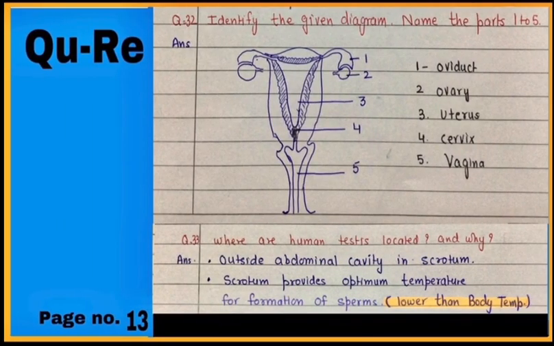Then this is the female reproductive system in humans. Also note that testes are located outside abdomen in humans to maintain the temperature lower than the body temperature, which is required for the formation of sperms.